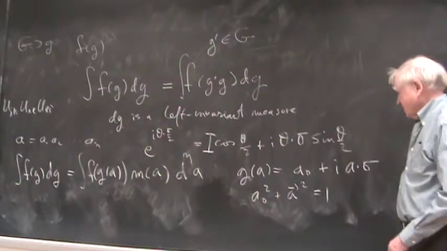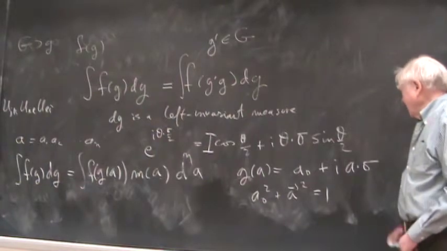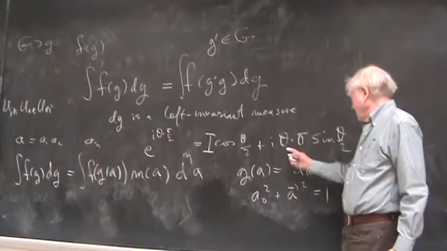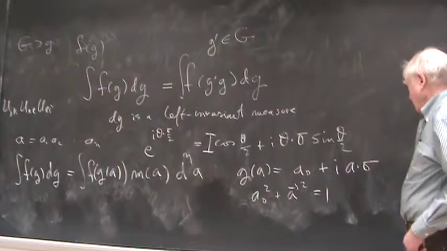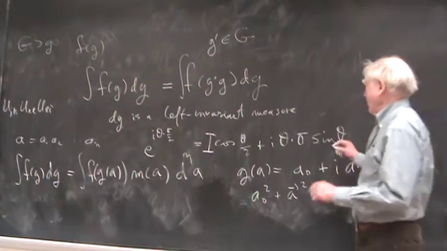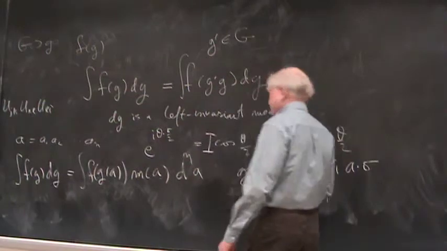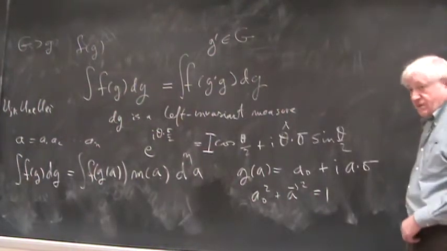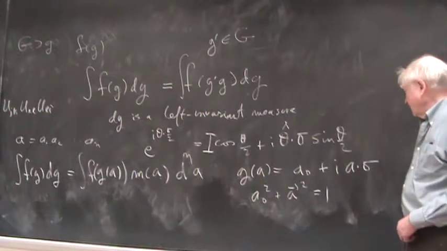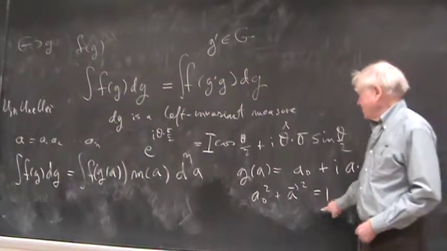Where A0 is cosine theta over 2, and the A's are theta hat times sine theta over 2. Hey, that's theta hat. So this is the rule.